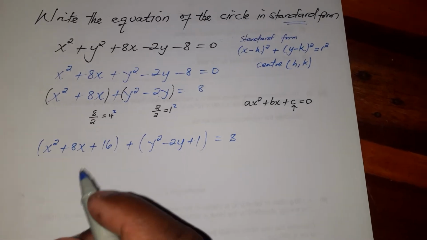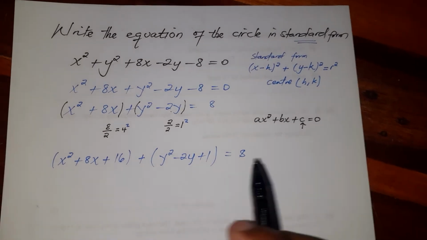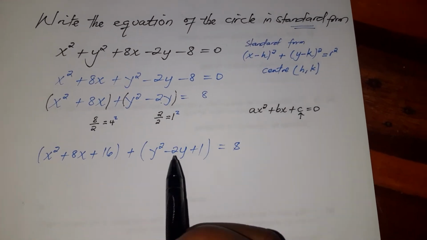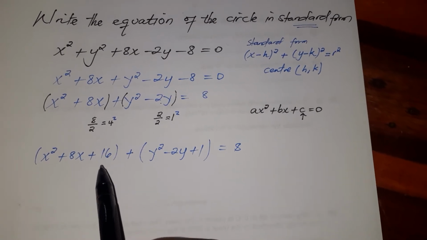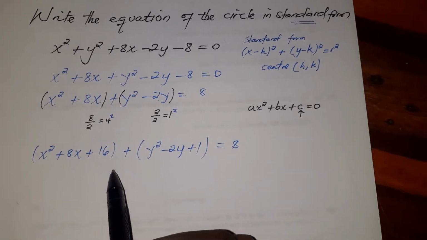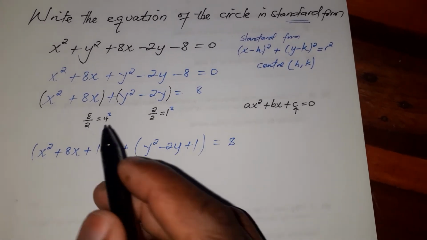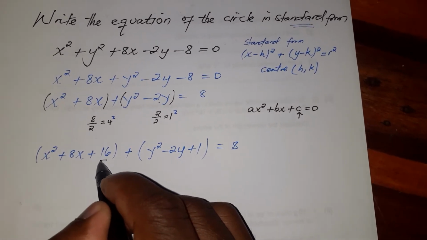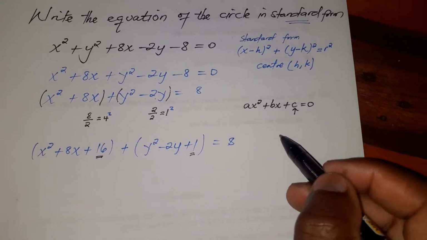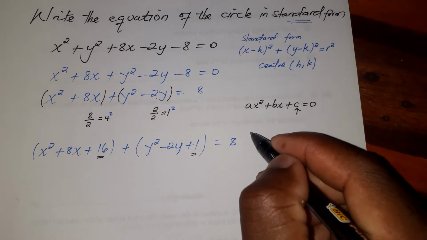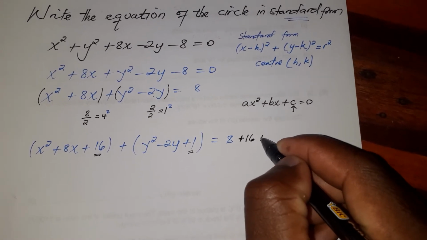Now what we need to keep in mind is that when we are writing an equation of a circle from the general form to the standard form, these two numbers that we have added, we should also add them on the right hand side. That means we need to add here plus 16 and plus 1.